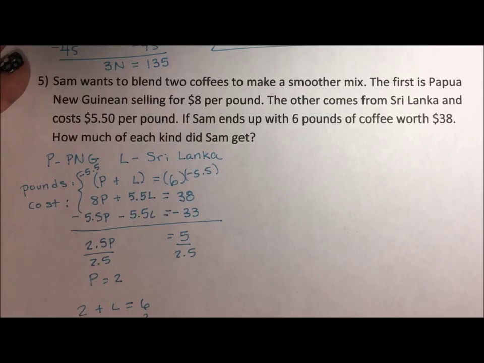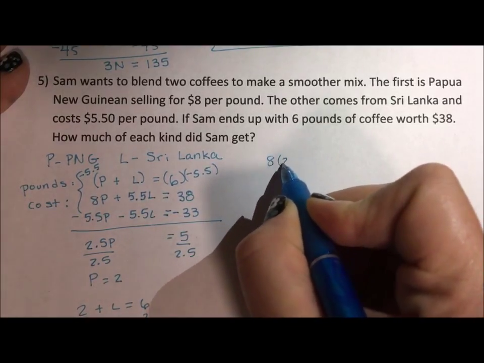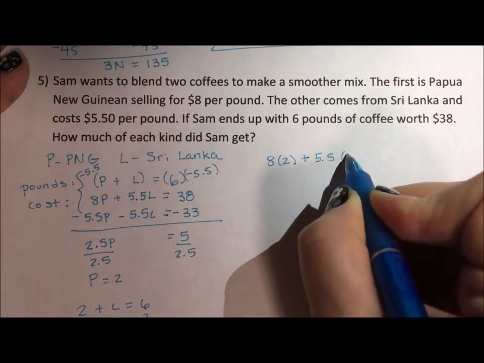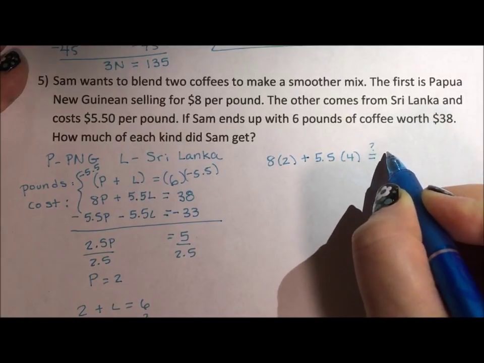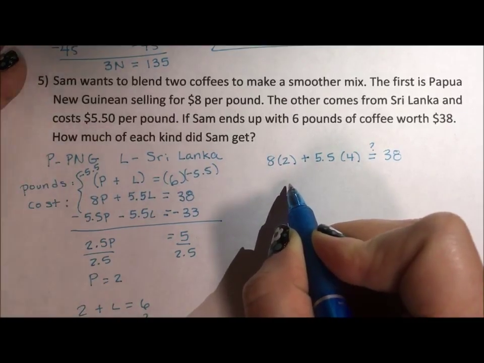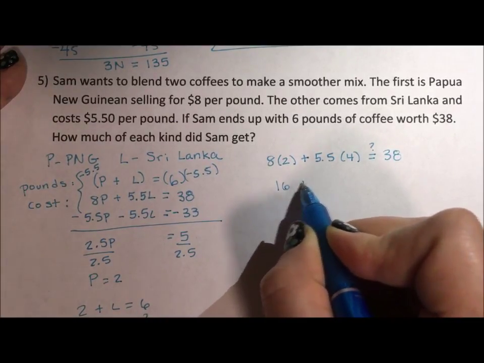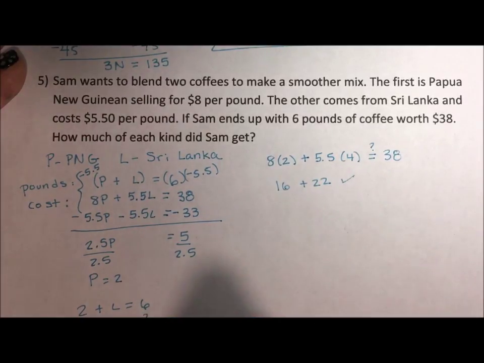But I'm going to use the second equation to check my work. It's really nice and simple to check my work, and then I just know I have the right answer. So I'm going to take 8 times 2 plus 5.5 times 4 and see if that really equals 38. Well, 8 times 2 is 16, and 5.5 times 4 is 22, and 22 plus 16 is 38.